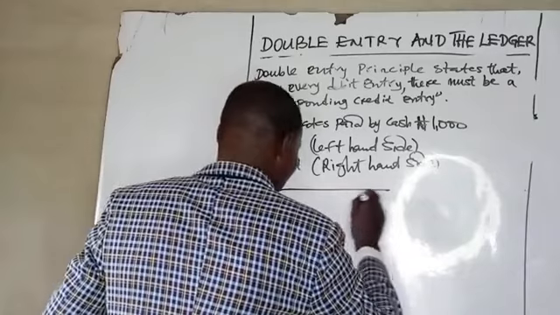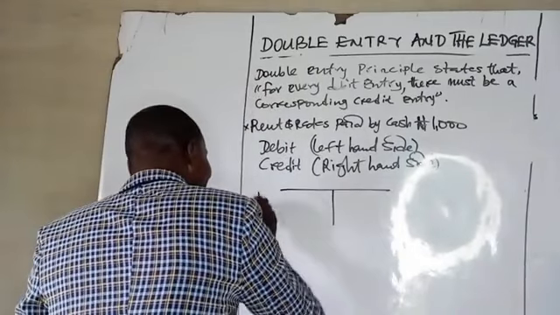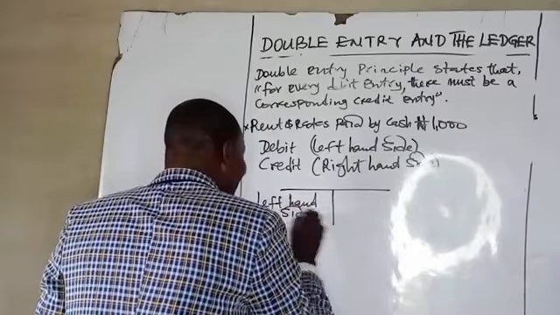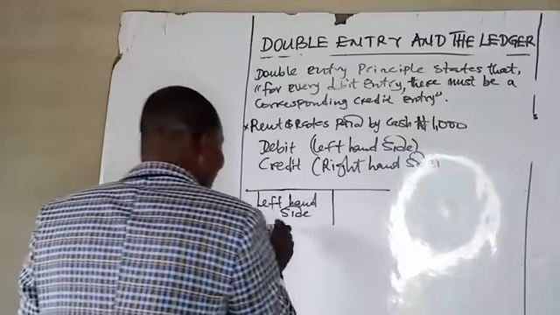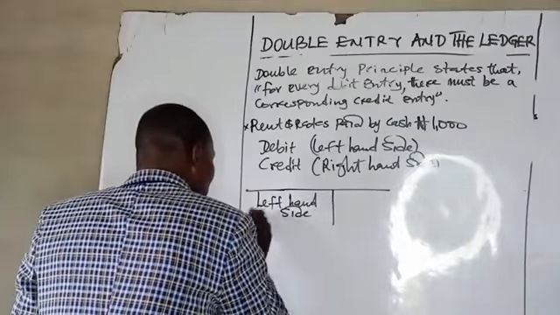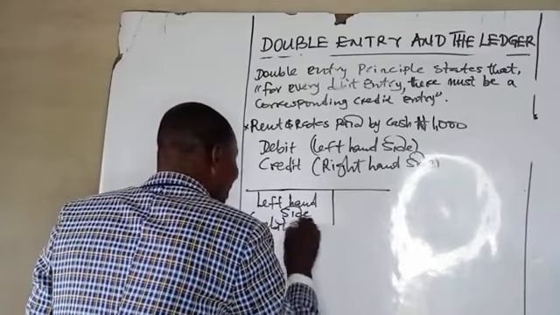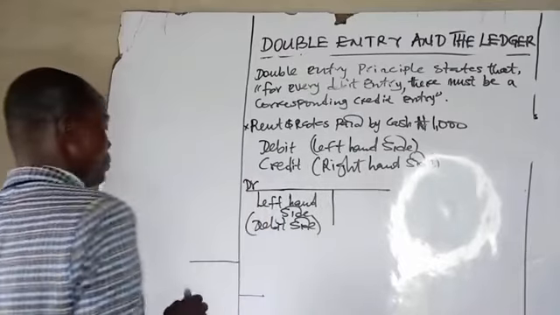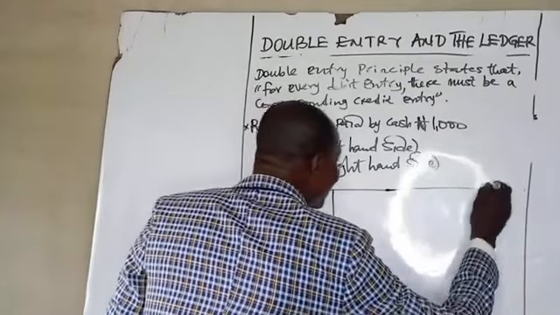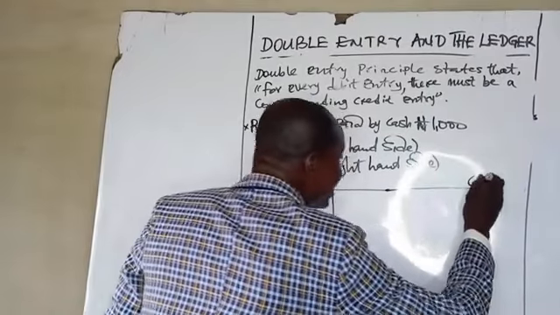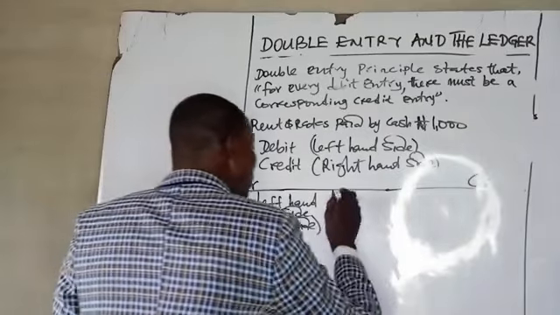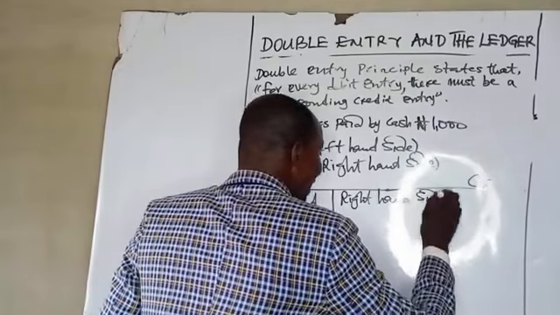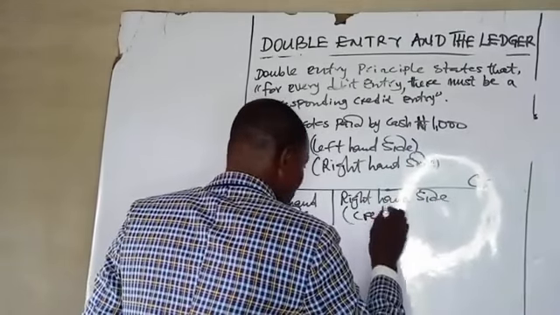This is an account. This is the left-hand side. And this left-hand side is called the debit side. And that debit side will be abbreviated as DR. Then the right-hand side will be abbreviated as CR, credit side. This is the right-hand side, otherwise known as credit side.